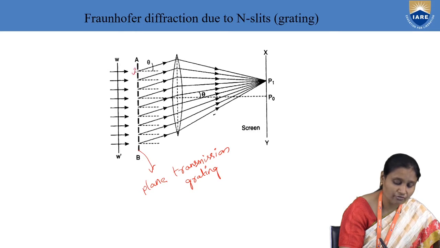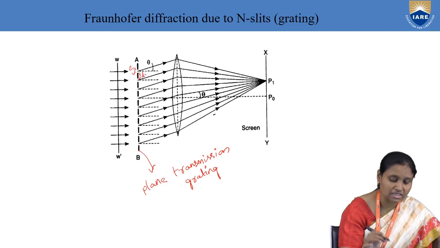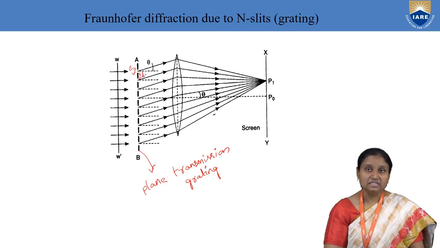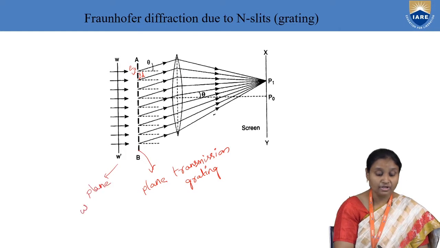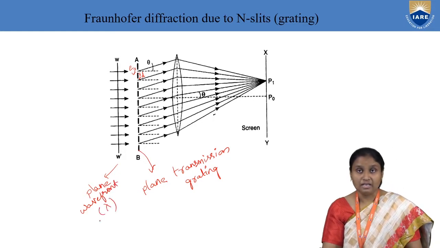E is the width of each slit and D is the width of each opaque part. So E plus D is our grating element. Because we are considering Fraunhofer diffraction, what type of wavefront will we be using? We'll be using a plane wavefront of monochromatic light. And what is the wavelength of that plane wavefront? It is given by lambda.